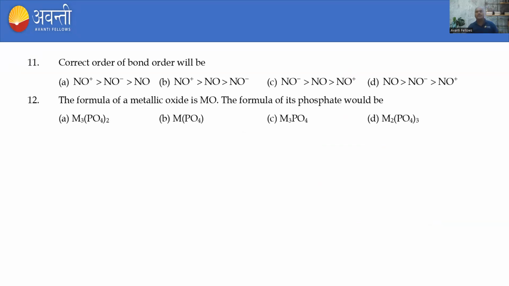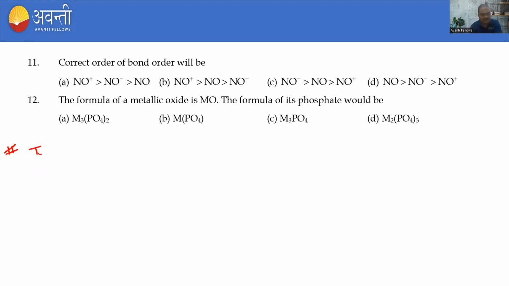So this is how you can solve this question. Now let's move to the next question, question number 11. The correct order of the bond order: you need to calculate the correct order of the bond order. So let's see how you will find it. It's a very important trick that we also share with you all. This is how to calculate bond order. So let me discuss this trick again, so that you are able to calculate the bond order of any particular molecule.